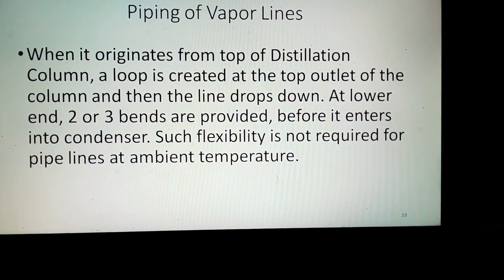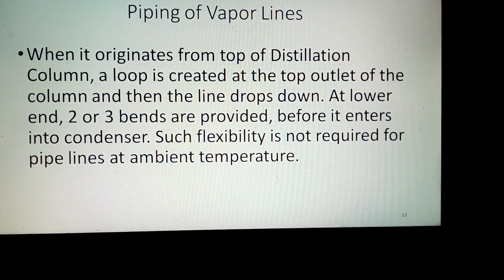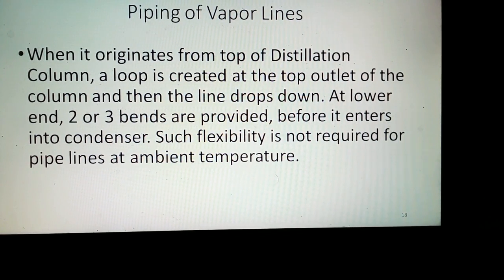When it originates from top of distillation column, a loop is created at the top outlet of the column and then the line drops down. At lower end, 2 or 3 vents are provided before it enters into condenser. Such flexibility is not required for pipelines at ambient temperature.